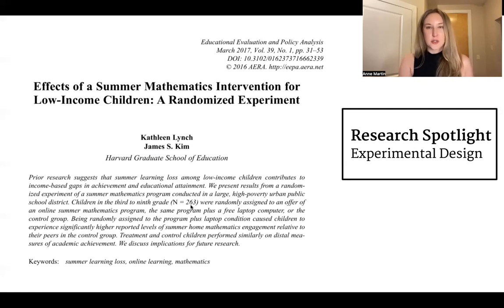And so that's something that you should be looking for in your article critique, and that you should also include in your research proposal. How many participants would you like to have enrolled? So there were 263 third through ninth grade students who were included in the study. And then the students were randomly assigned. So that's how you know it is experimental design.